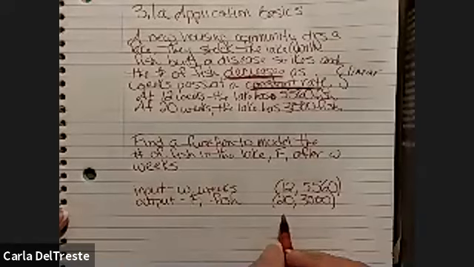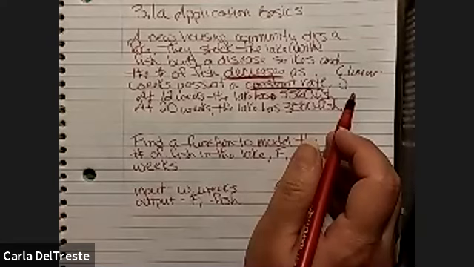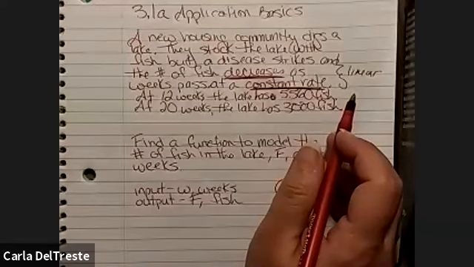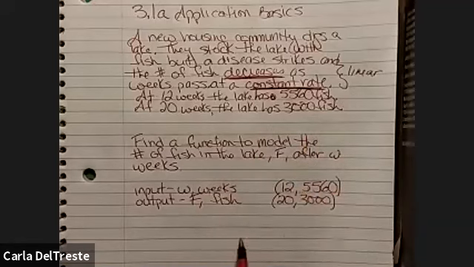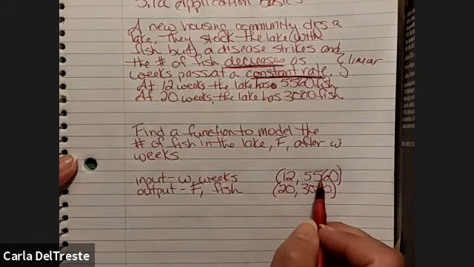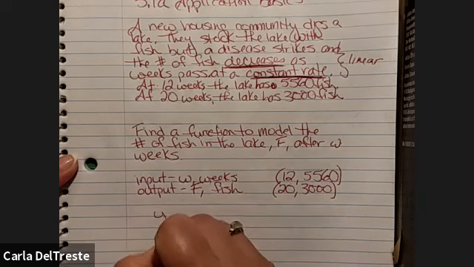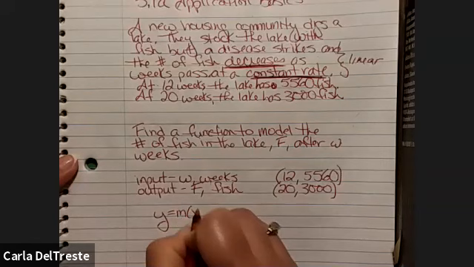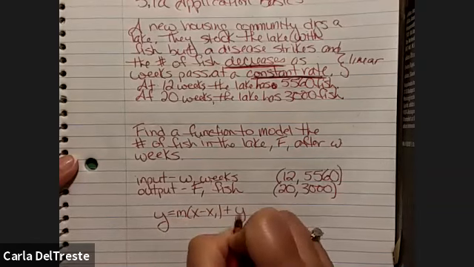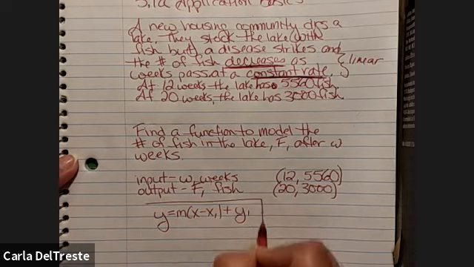What do I need in order to create a linear function? Same two questions. Do I have slope? Not yet, but can I find slope? Sure I can. I have enough information here. This could be an x1, y1. This could be an x2, y2. So I'm going to use point slope form: y equals m times (x minus x1) plus y1. However, I don't need this yet, so let's hold on to this.